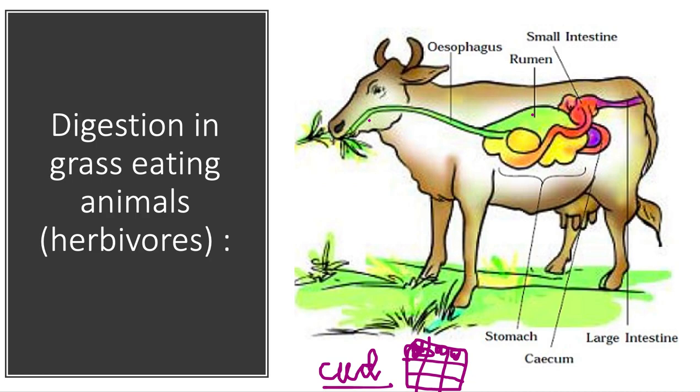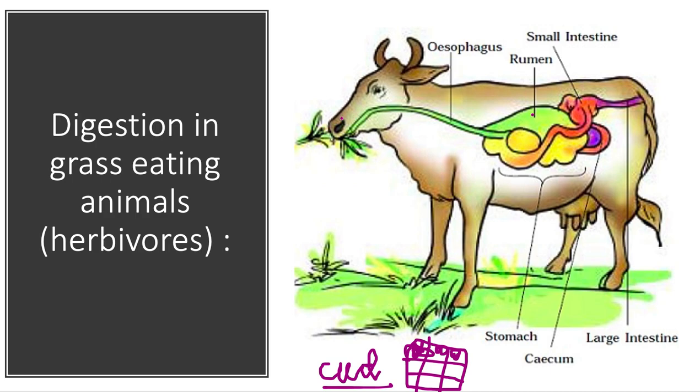Why does this happen? Grass is rich in cellulose. Cellulose is another type of carbohydrate. There are many types of carbohydrates, and one of them is cellulose. Grass has a lot of cellulose. The bacteria present in the rumen help in digestion of the cellulose.